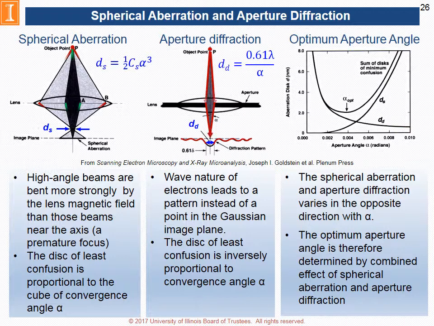Aperture diffraction. The wave nature of electrons will lead to a pattern instead of a point in Gaussian image plane. The disk of least confusion for aperture diffraction is inversely proportional to convergence angle alpha. Therefore, the spherical aberration and aperture diffraction vary in the opposite direction with alpha. So there is an optimum aperture angle, which is determined by the combined effect of spherical aberration and aperture diffraction.